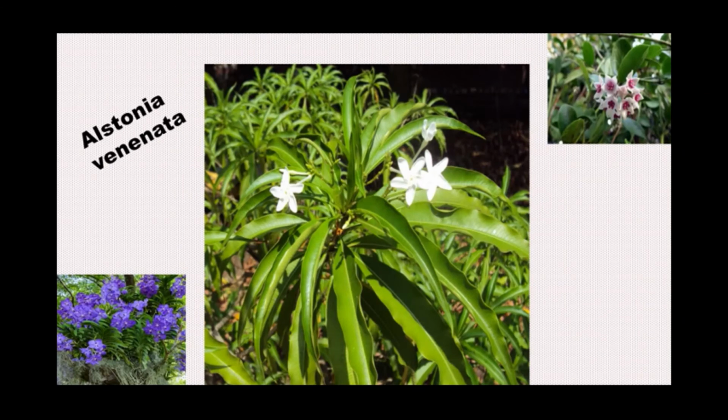Now this is Alstonia venenata. It is also called the poison devil's tree. The roots and fruits are believed to be useful for skin diseases, leprosy, cobra and other venomous bites.